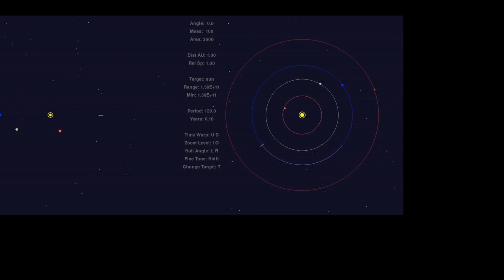I want to talk about something really interesting with the solar sail. Here I have set up a situation where the solar sail is at the same orbit as the Earth, but on the opposite side of the Sun. The solar sail will just stay in the same relative position at this point because it's pointed directly perpendicular to the Sun, so there's no pressure being exerted on the solar sail.